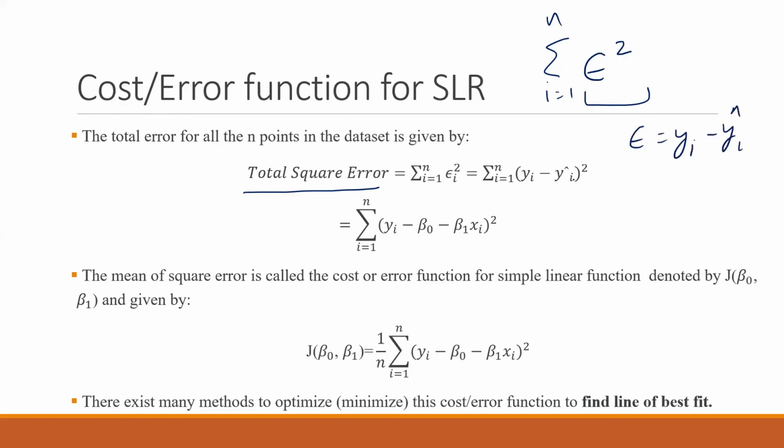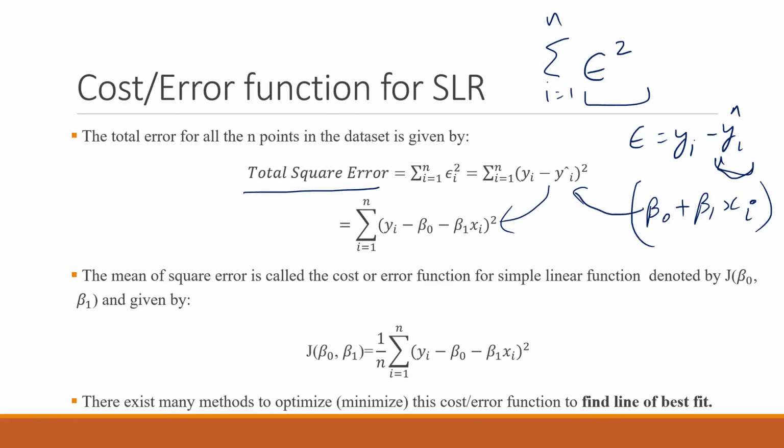And you can put the y hat i formula also. It was beta naught plus beta 1 xi, something like that, right? We have seen this earlier. So this same thing has been substituted here, and it has led you here. So this is the equation of total square error.